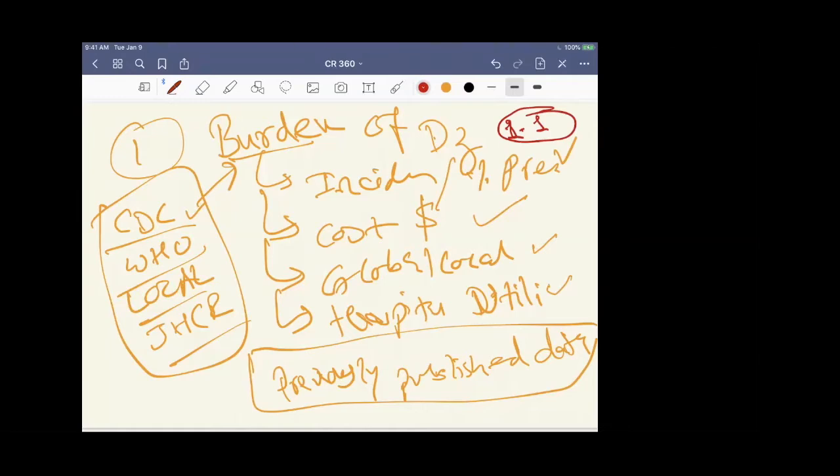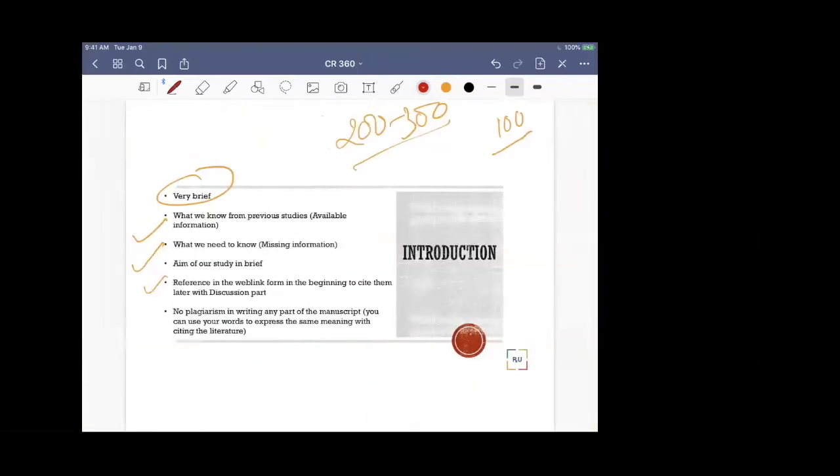If you do not know the numbers, we call it epidemiology. We name it epidemiology. If you don't know the epidemiology of something, then there is no meaning in creating a new hypothesis. Make sense? So paragraph number 1, point number 1 is the burden of the disease.